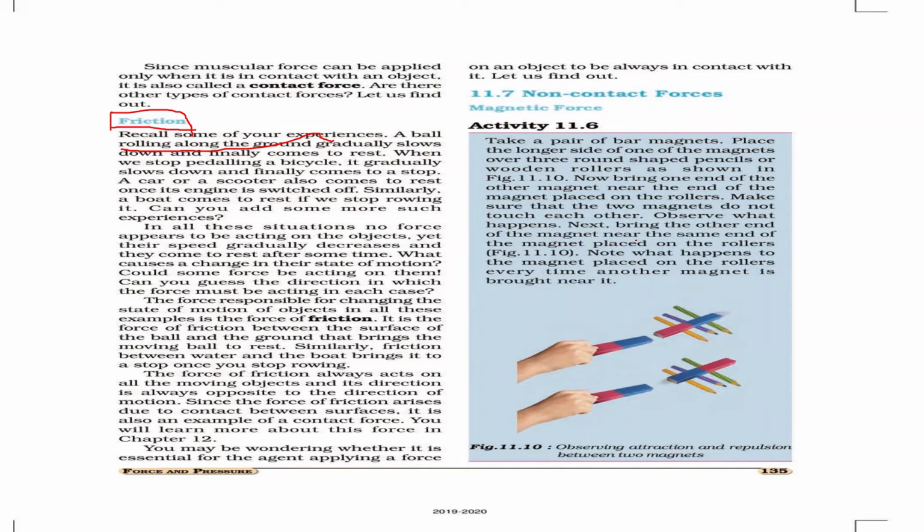See, here is a ball, here is a surface. This ball is rolling and stops somewhere. Why? Because of the friction. This is known as frictional force. There are two types of contact forces: muscular and frictional force.